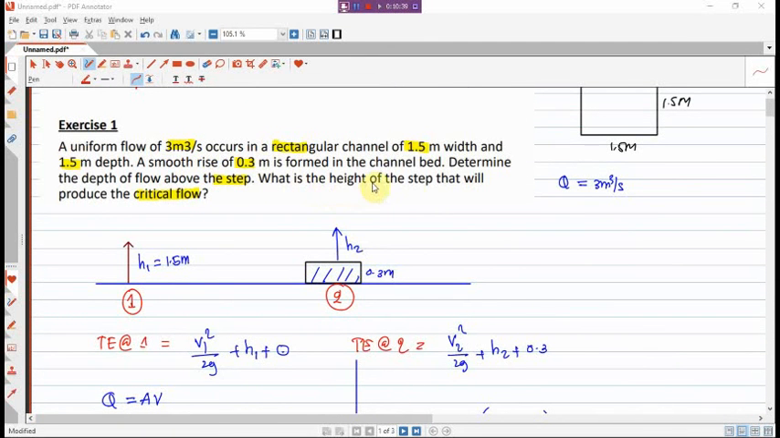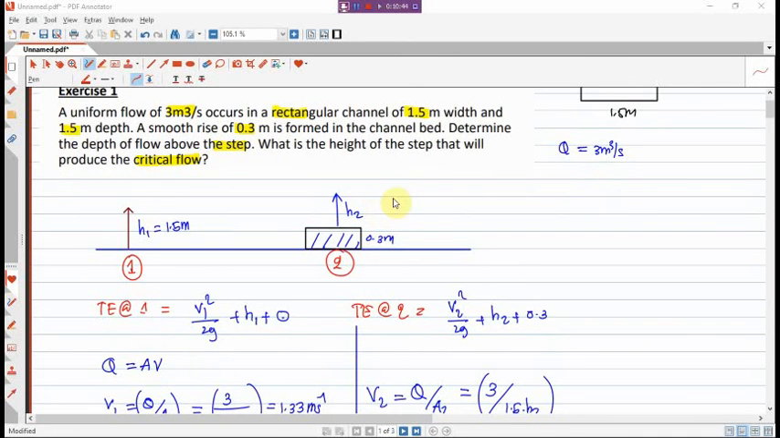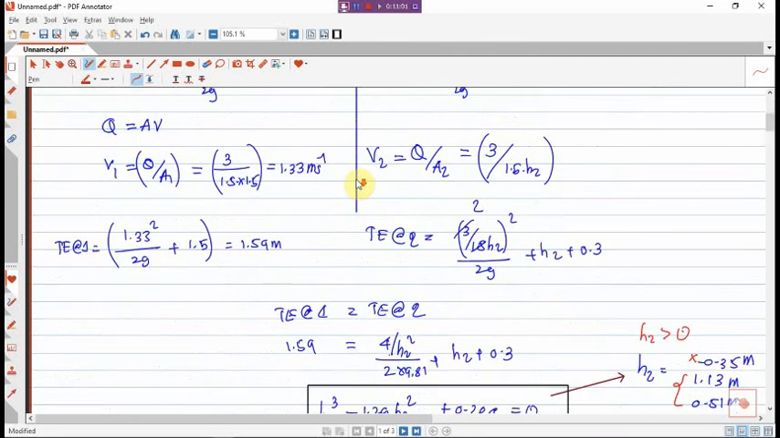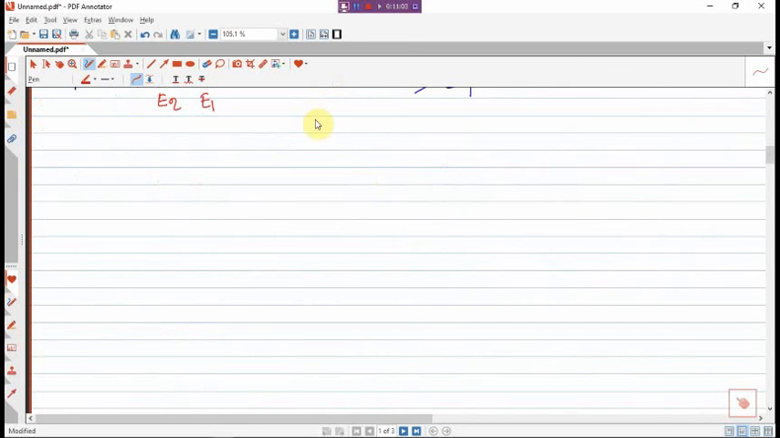Then the second question is what is the height of the step that will produce the critical flow. So they are asking, when it is critical flow, what is the delta z here. Like here I can say this is delta z. In the question they gave 0.3. So if it is critical flow, what is the delta z they are asking. We already know E1 is equal to E2 plus delta z, so delta z is equal to E1 minus E2.